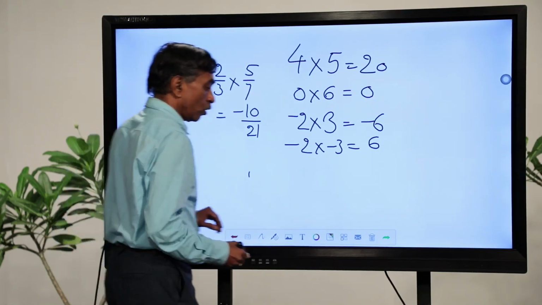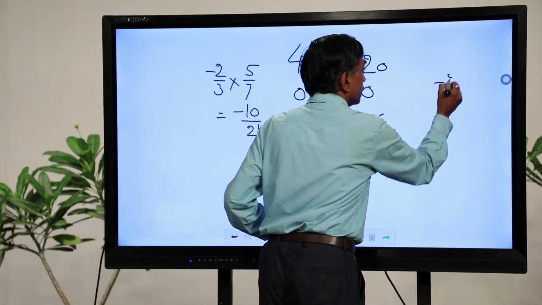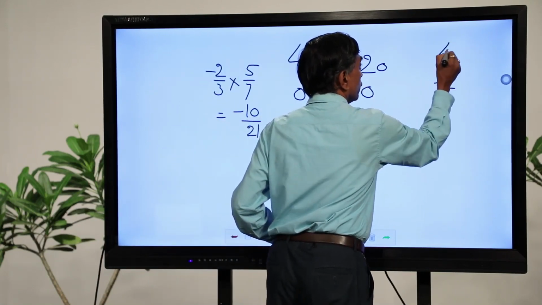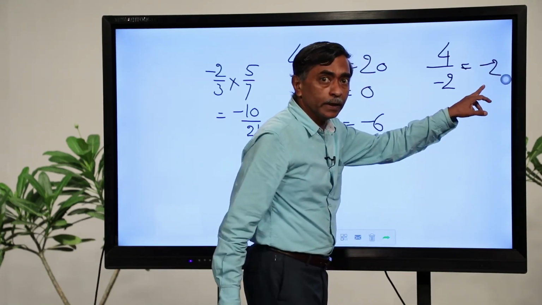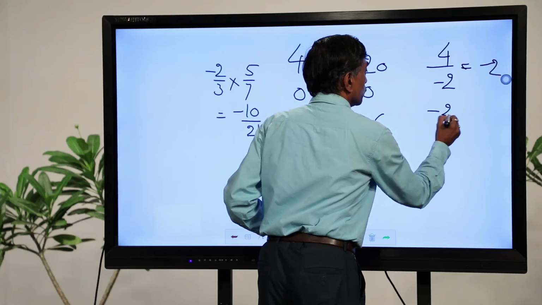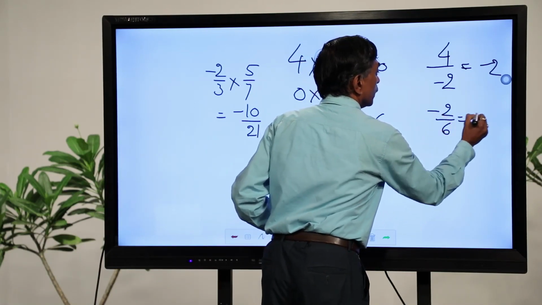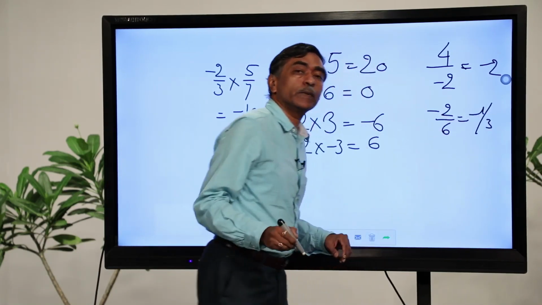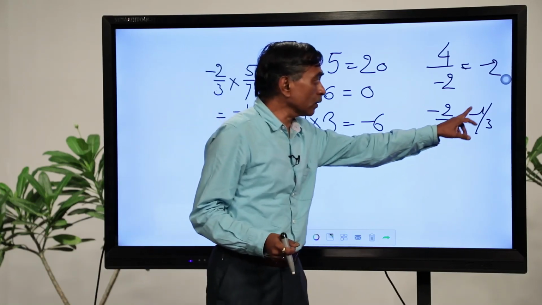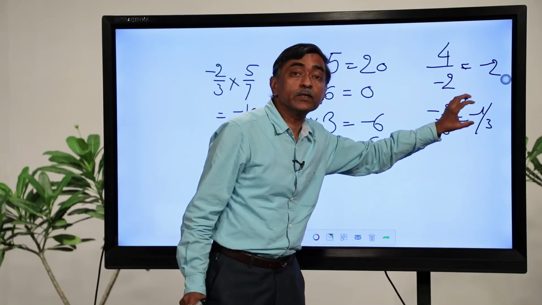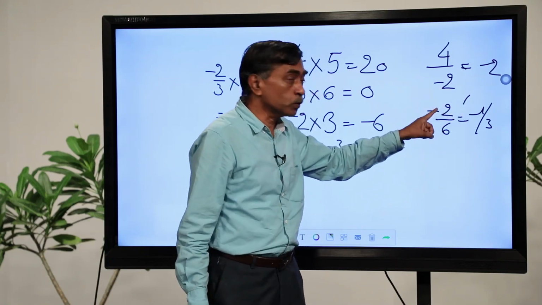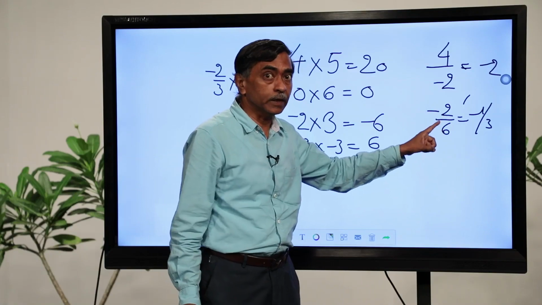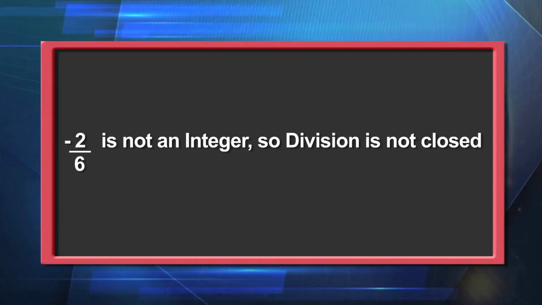For example, when I talk about integers, if I take 4 divided by minus 2, I get minus 2. This is no doubt an integer, but if I take minus 2 divided by 6, this will no longer remain an integer, this becomes a rational number. So, whatever resulting number you are getting is not a part of the collection of integers. Minus 2 is an integer, 6 is an integer, but minus 2 by 6 is not an integer. So, division is not closed.